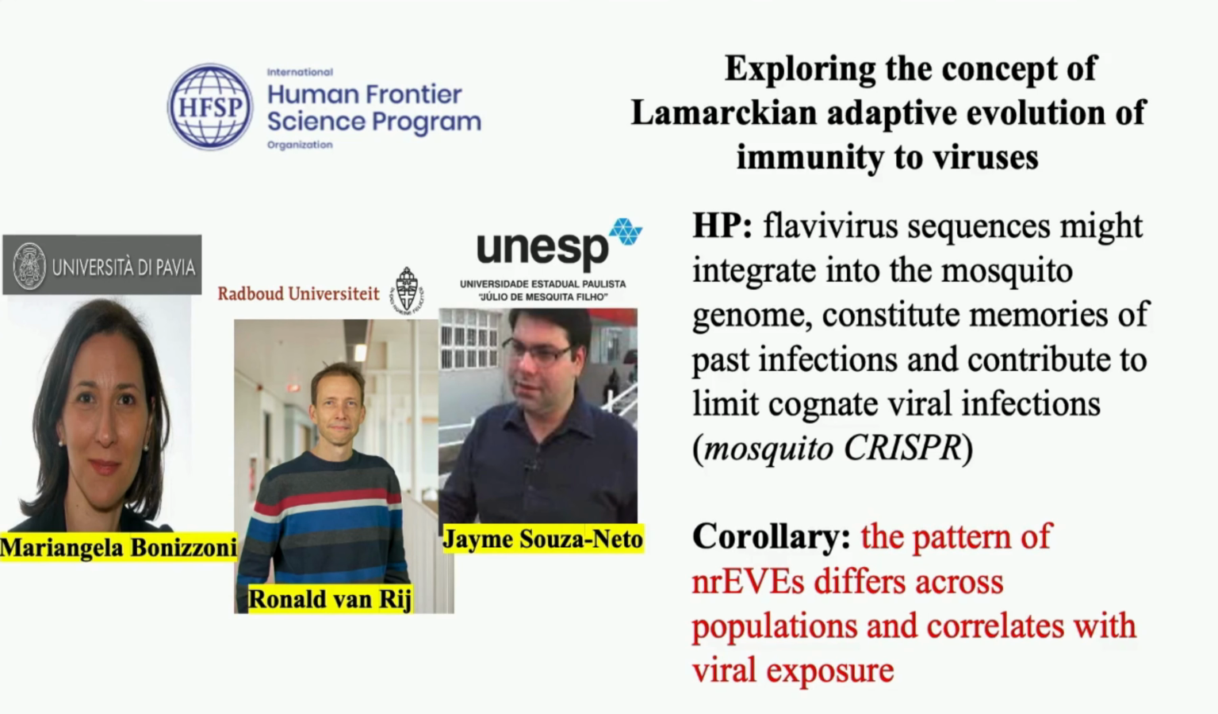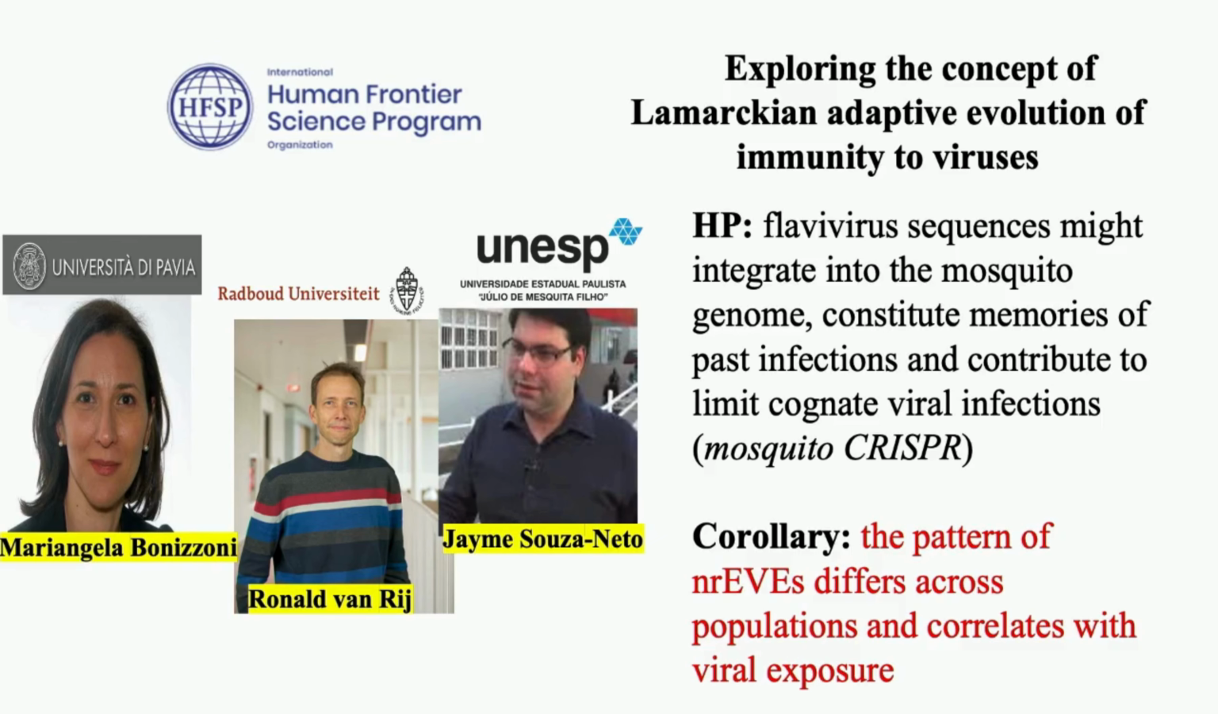So this discovery was really the basis for the idea that we proposed to the Human Frontier Science Program in association with Ronald van Rij from the Netherlands and Jaime Saraiva from Brazil, and we hypothesized that this viral integration constitutes a memory of previous viral infection, and can act to limit cognate viral infection. And this is kind of groundbreaking because mosquitoes are invertebrates, so they are supposed to have only innate immunity, not adaptive immunity, and this would be a mechanism of adaptive immunity.